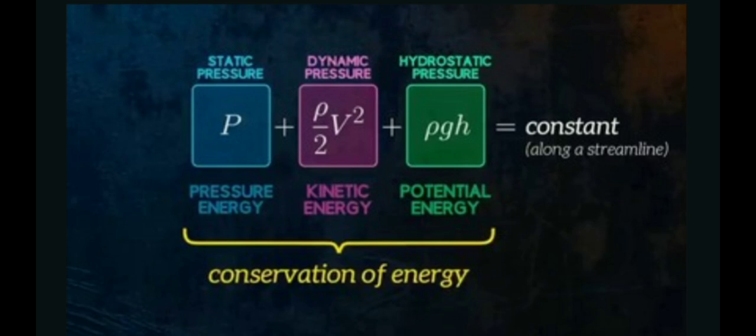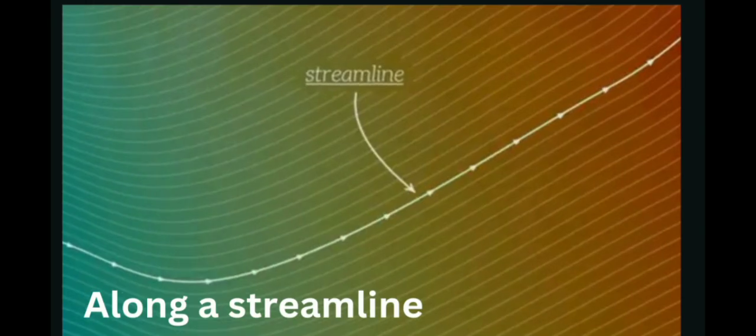The equation does have limitations, which I'll cover later in the video. But for now, the important thing to know is that it can only be applied along a streamline. We can define a streamline in steady flow as the path traced by a single particle within the fluid, or more technically, a curve that at all points is tangent to the particle velocity.